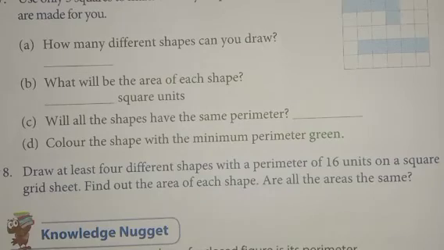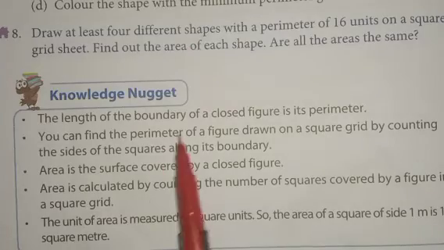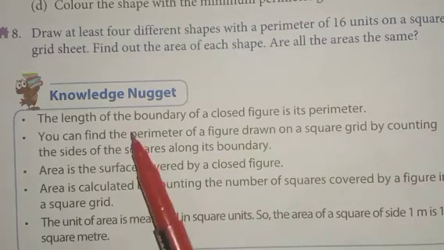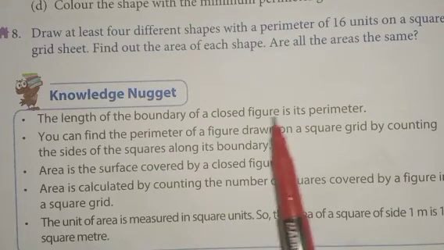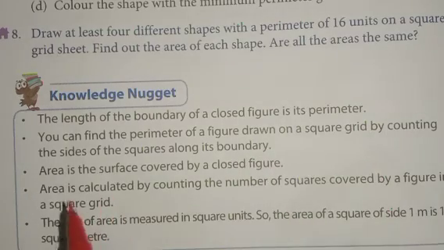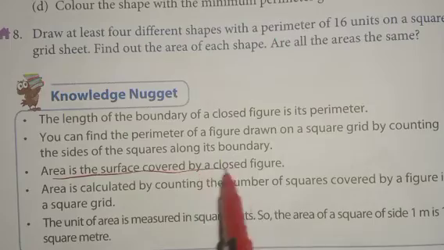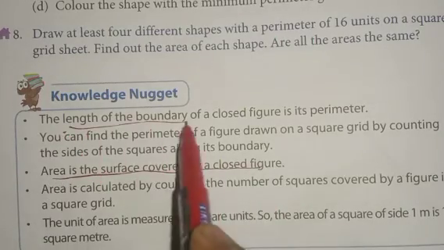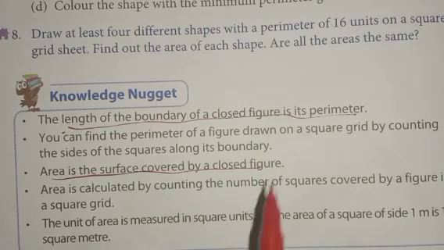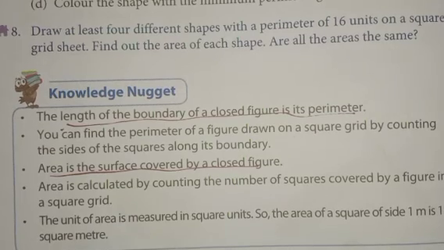Okay. So we studied length. Study this also: the length of the boundary of a closed figure is its perimeter, and area is the surface covered by the closed figure. Study this by heart. Next, you ask what is perimeter and what is area. Understand?